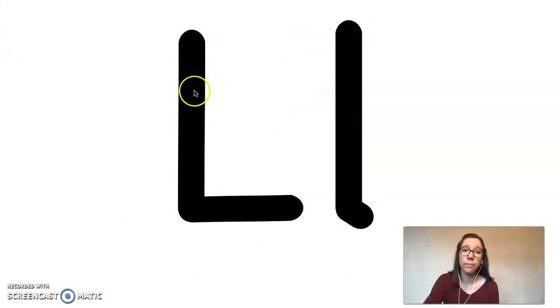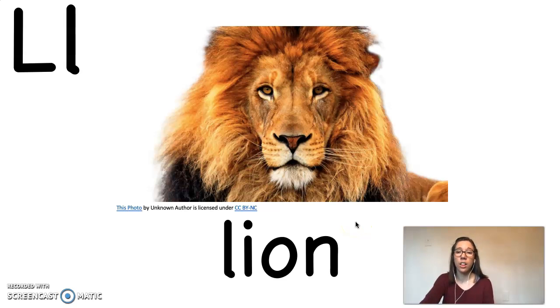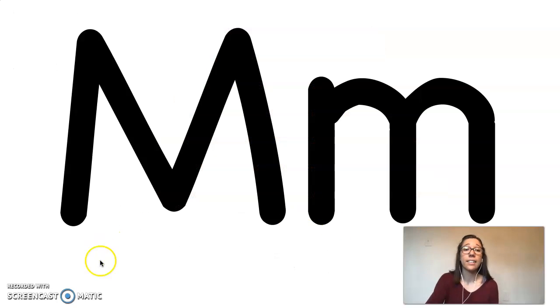Next up is L. To make an L, we have one straight line down and one straight across. Lowercase l is even easier. It is simply one straight line down. L says l, as in lion. Your tongue will go between your teeth when you say the letter L, which is how you know you're forming it correctly. L is lion. Next up we have M.